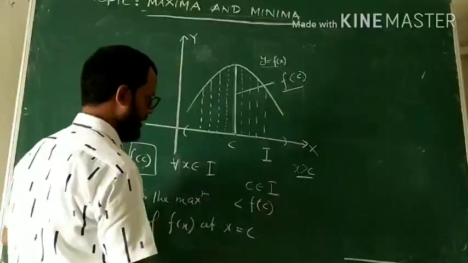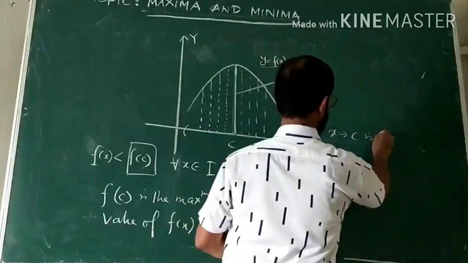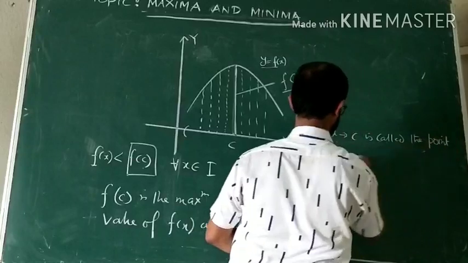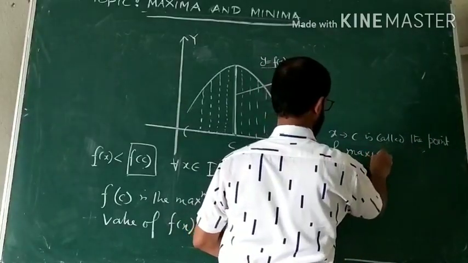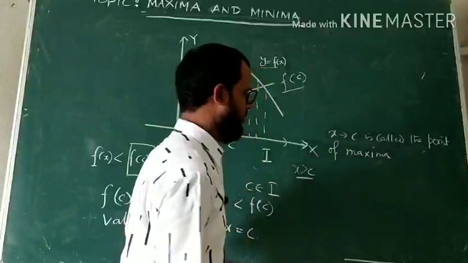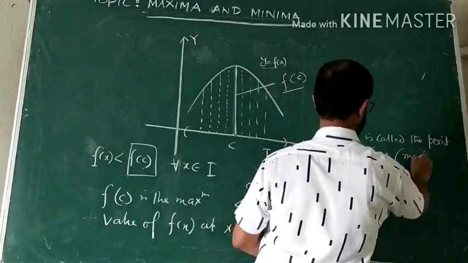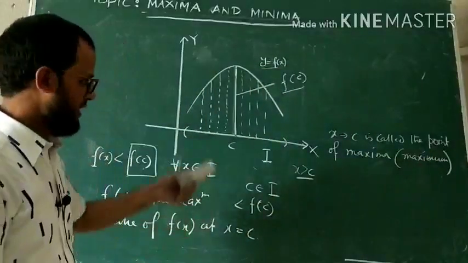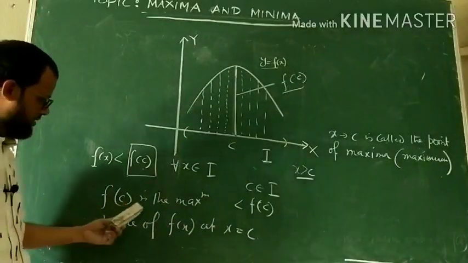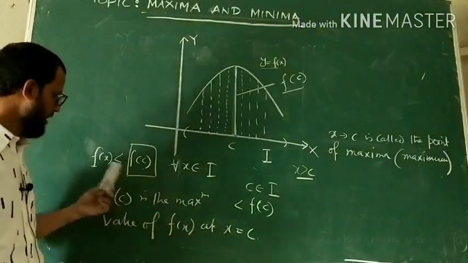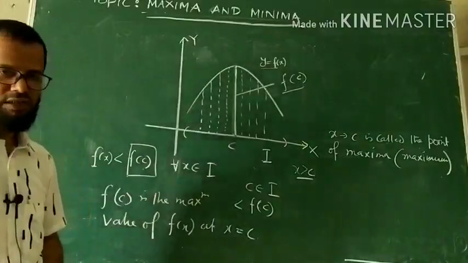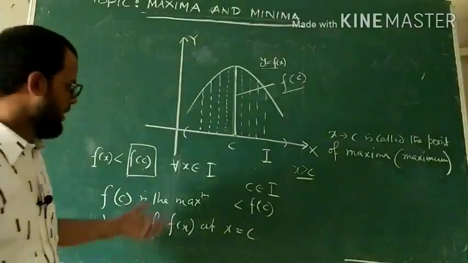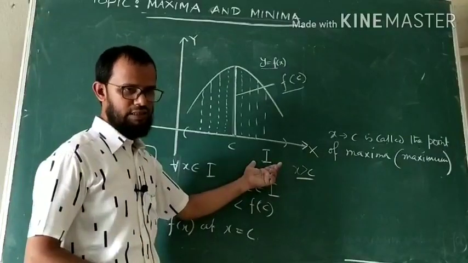And this point x equal to c is called the point of maxima, or you can say point of maximum, and f(c) is called the maximum value of f(x) at x equal to c. This is the basic definition of when a function has a maximum value at a particular point in a domain, here defined as the open interval I.